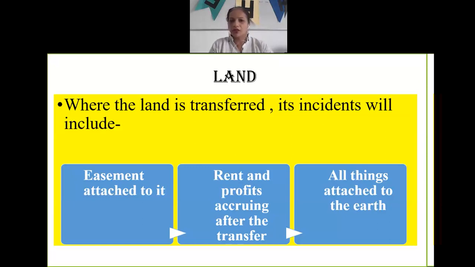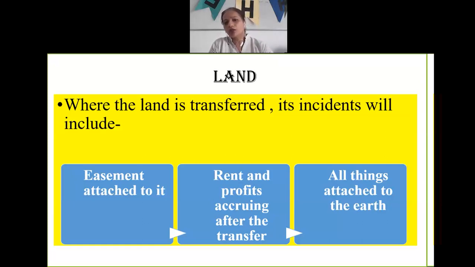But whenever we say that the property which is the subject matter of the transfer is a land, then in that case the following things would be considered to be attached to it, and this would be nothing but called a legal incident. Now legal incident in relation to the land includes the following: firstly, the easement attached to it; second, the rent and the profits occurring after the transfer; and all the things attached to the earth.